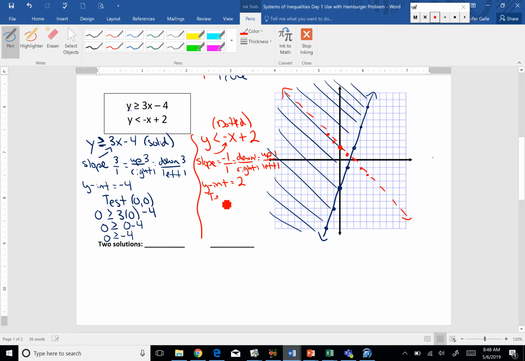I'm going to test 0, 0 because that's the easiest point in the world to test unless my line goes through it. Is 0 less than negative 0 plus 2? I changed nothing else. Some of you, when you were testing ordered pairs on your quiz, were rearranging things and your less thans became greater thans, and I'm not sure what was going on. So we end up with, is 0 less than 2? Yes, that's true. So we're going to shade the side with 0, 0.